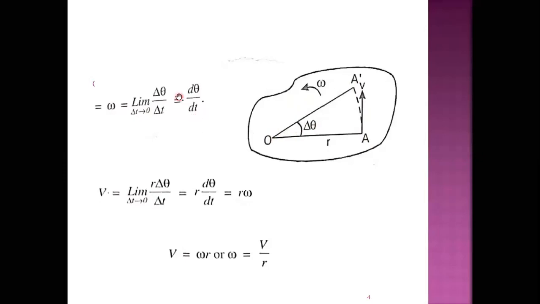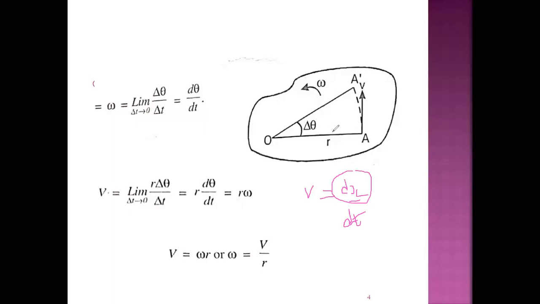Therefore, we need to find omega. Omega is nothing but d theta by dt. And also I need to find the linear velocity. We know linear velocity is nothing but linear displacement with respect to time, that is dx divided by dt. This is called linear velocity.